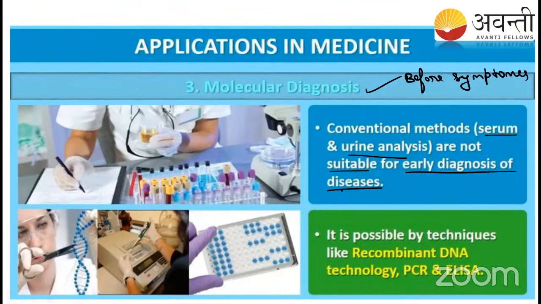When the disease has developed and they are showing the symptoms, at that time they will do urine and serum analysis. Before that, molecular diagnosis is very helpful in this process. We'll study that today. It is possible by techniques like recombinant DNA technology and PCR.